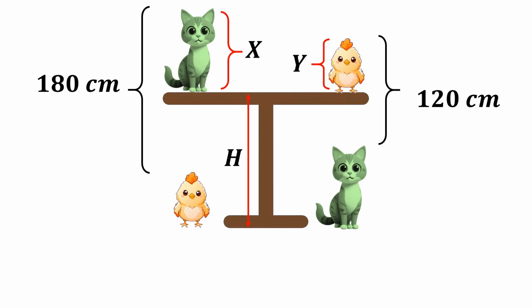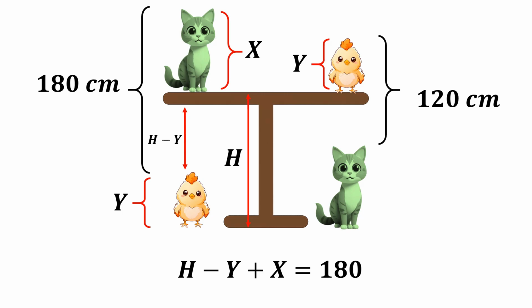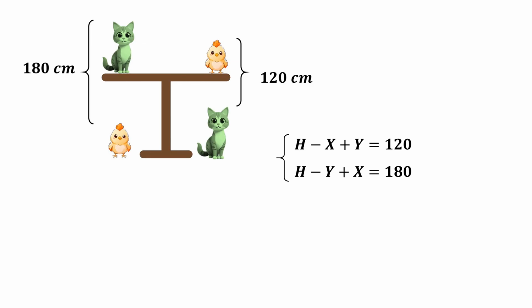Now, in the other situation, the cat is on the table and the chick is on the ground. The space between the chick's head and the bottom of the table is h minus y. So this time, the total distance becomes h minus y plus x equals 180. Now we've got two neat equations.